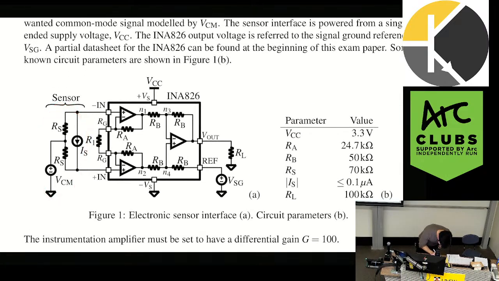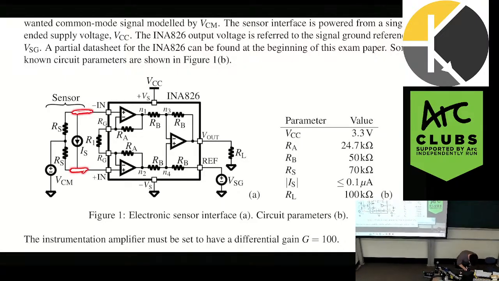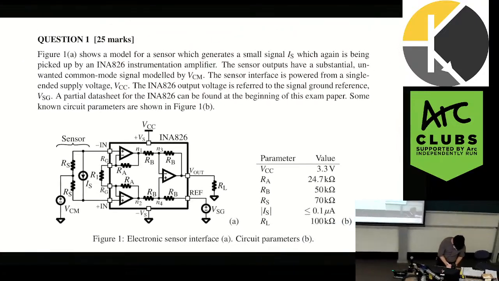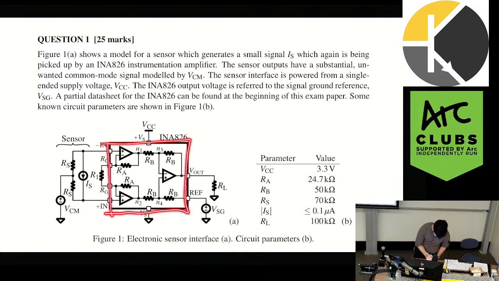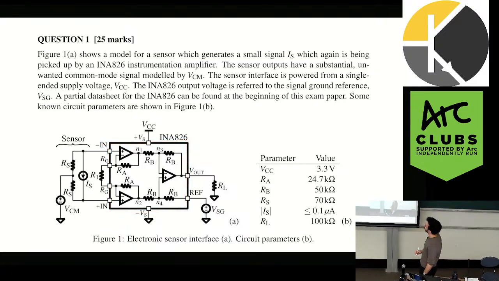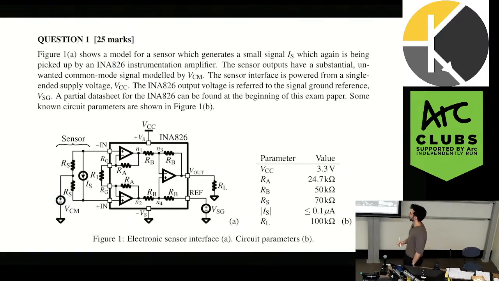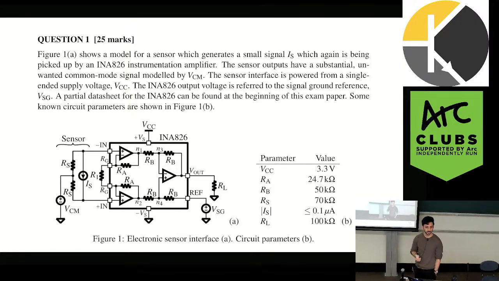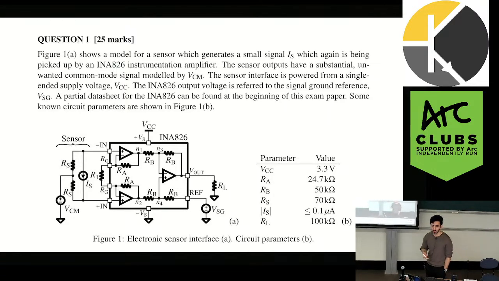So we have essentially a differential sensor which picks up these two signals here, and then it's sent into this instrumentation amplifier, that thing there. The sensor outputs have a substantial unwanted common mode signal modeled by VCM. So that's this thing here. Common mode signal just essentially means to both inputs we send in the same common signal, right? 5 volts at the top, 5 volts at the bottom. And with any sort of differential amplifier, it's supposed to be measuring the difference between the two signals, right? If the common mode gain is really high, is that good or bad?